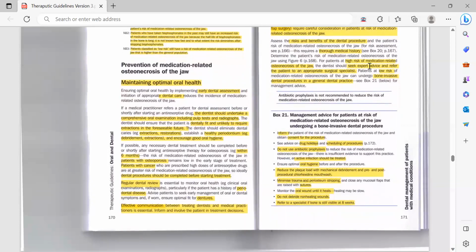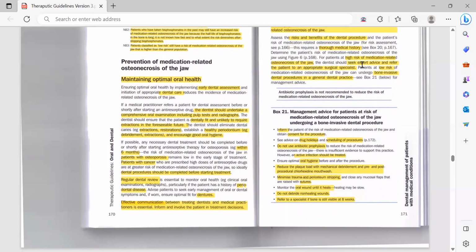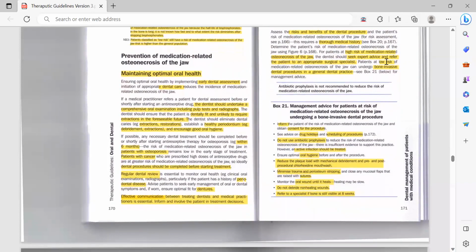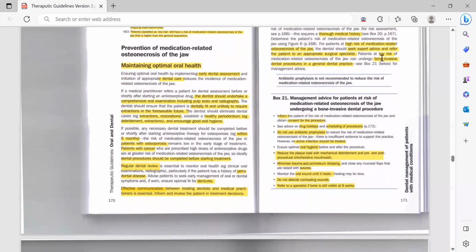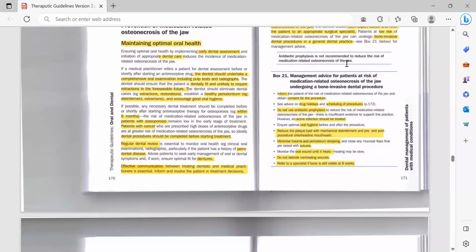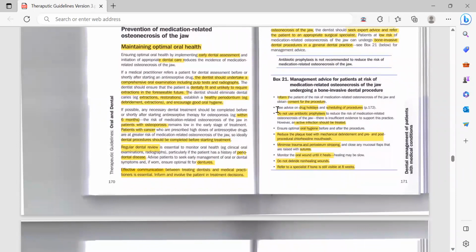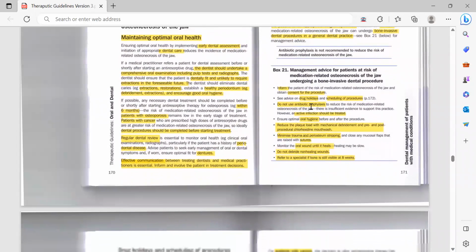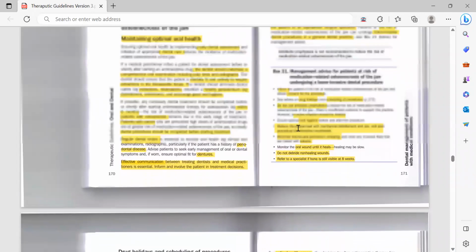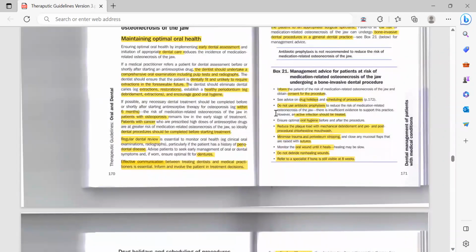For the patient at high risk of osteonecrosis, you need to seek expert advice and refer the patient to appropriate surgical specialists. But if the patient has lower risk, you can undertake the dental treatment in general dental practice. So what you need to do, you need to inform the patient of the risk of MRONJ and take the consent for the procedure. You need to seek the advice on the drug holiday. We will read in the next page. And scheduling of the procedure.